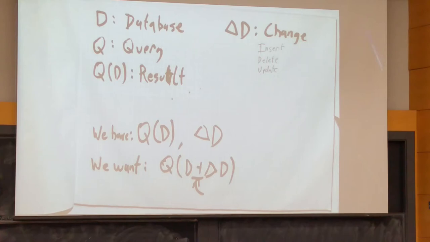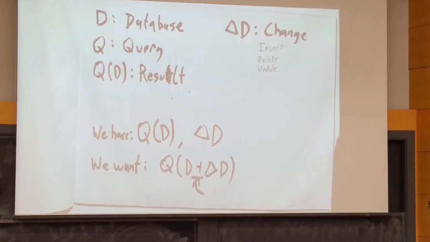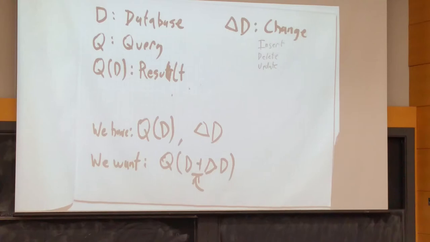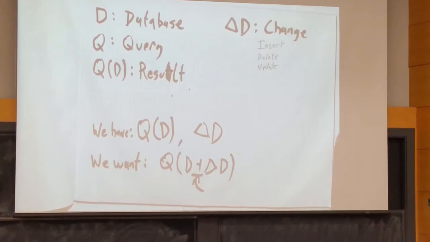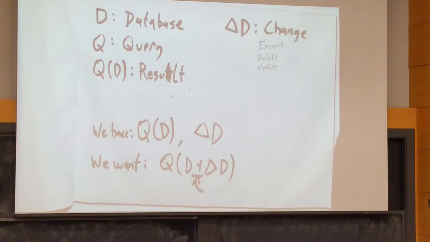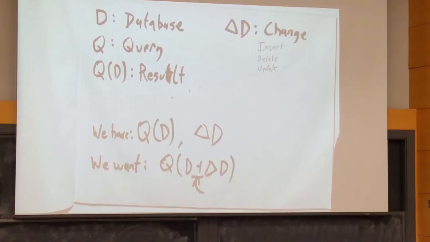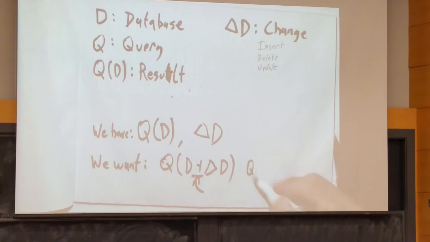So how do we actually do this? I'm going to switch over to the whiteboard so I can keep this projecting. But I'm skipping one thing: we could achieve this. We could get Q of D plus delta D by recomputing the entire query from scratch. But instead, what we'd like is to be able to do this much more efficiently.